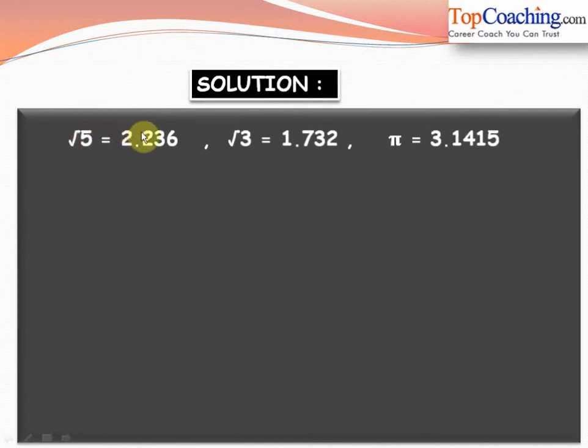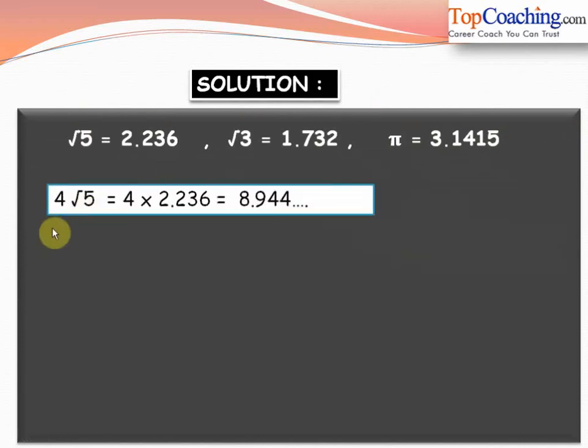We know that root 5 is equal to 2.236, root 3 is equal to 1.732 and pi is equal to 3.1415 and so on. These are non-terminating and non-recurring decimals. Now let's check out the value of the first number, that is 4 root 5. Now 4 root 5 is equal to 4 into 2.236. So we use this value to get the answer as 8.944 and so on. Now we clearly see that this number is non-terminating and non-recurring. Therefore this number would also be an irrational number.